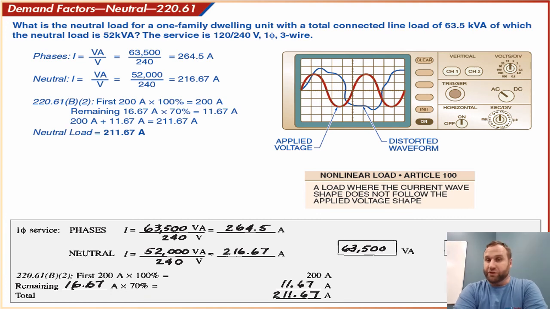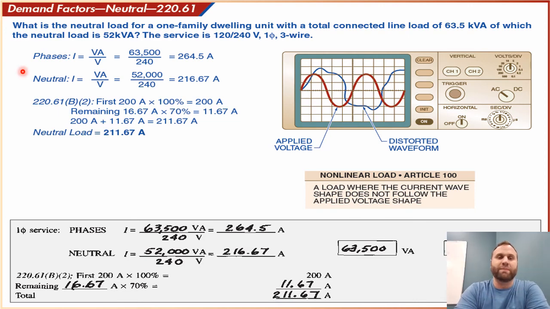So the first 200 amps we use at 100%. So if you've done your calculations and your neutral load doesn't even come close to 200 amps, then you take everything at 100%, you're done. You've calculated what exactly is on the neutral load. Now, if you've calculated your neutral load and it's over 200 amps, here's where we're allowed to apply a demand found in Article 220.61. The first 200 amps we use at 100%.